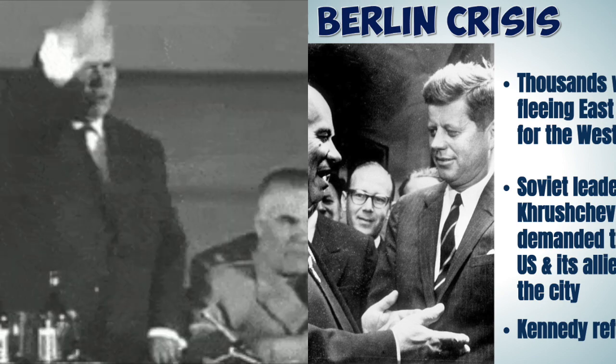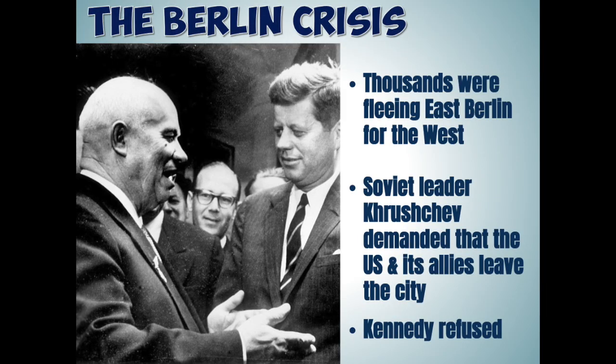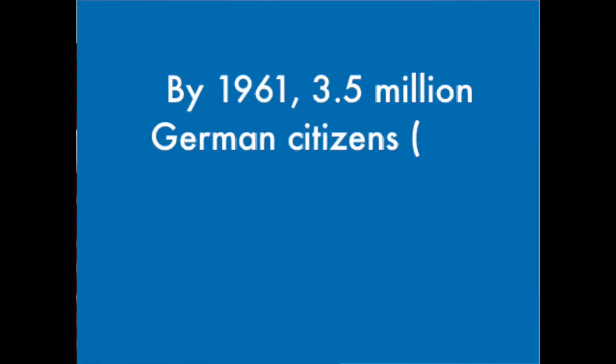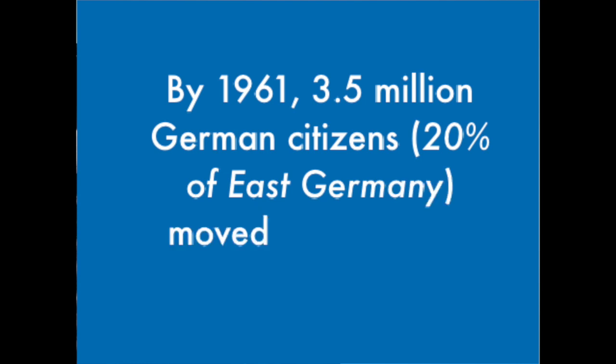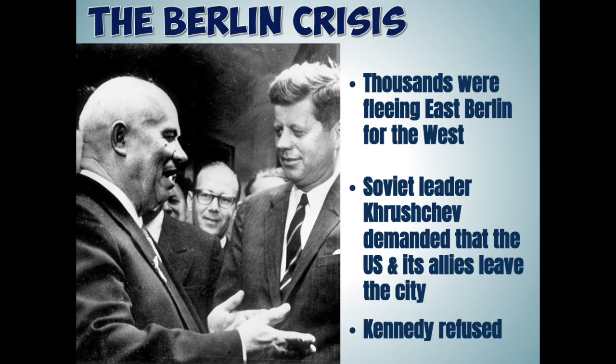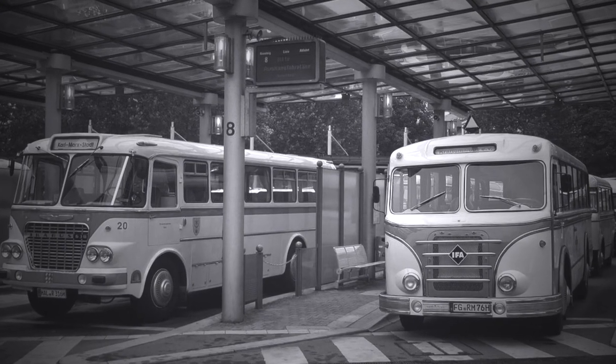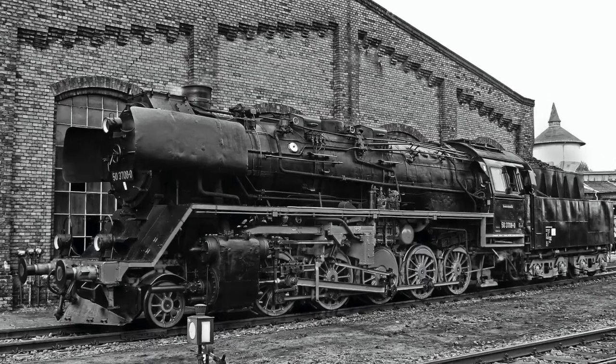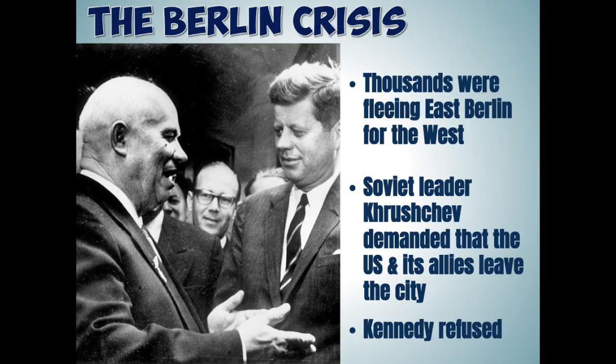A steady flow of skilled East Berlin workers were leaving Berlin and heading to live in West Berlin. By 1961, about 3.5 million people, nearly 20% of the East German population, had left, including many young professionals. This left the Eastern Soviet territory in shambles. Leaving was really easy. All you had to do was get on a bus, train, or walk, and you could leave forever.